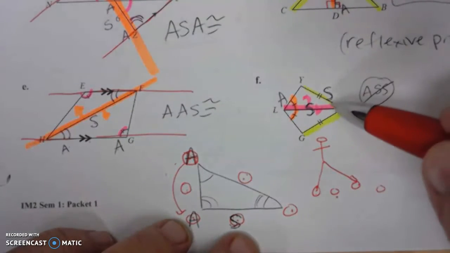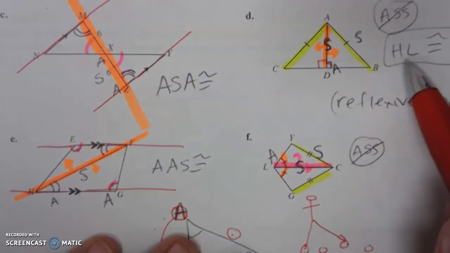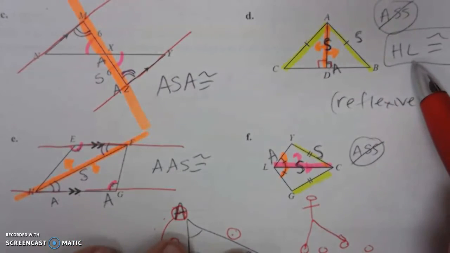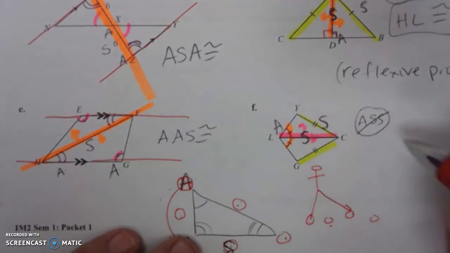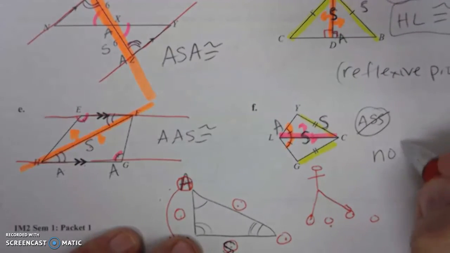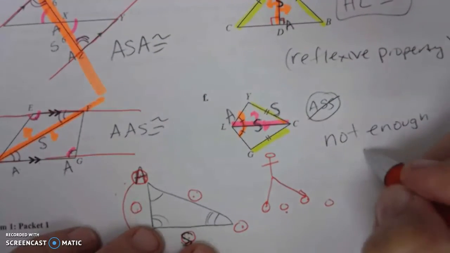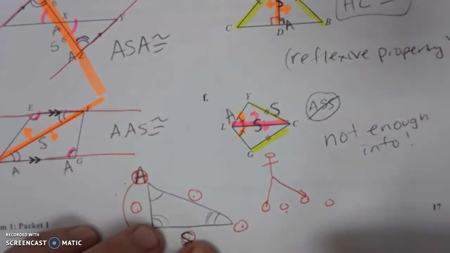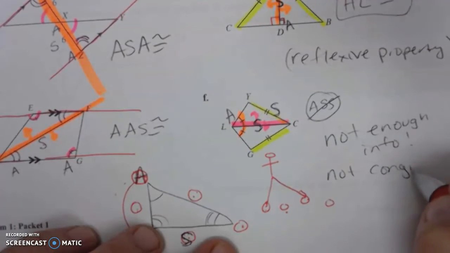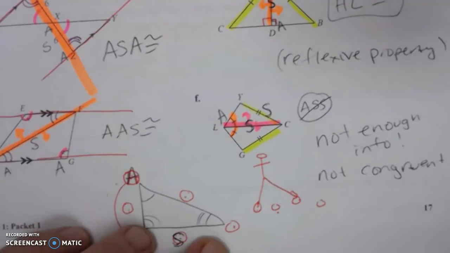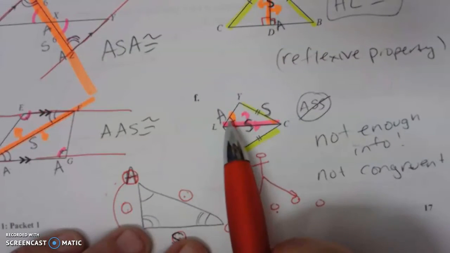Is it like the other one up here where I was able to use the secret way of saying a bad word in math, HL? Well, no, because this is not 90 degrees. So this is not enough information. Not enough info. It's not congruent. I can't prove that it's congruent. So I can't use the bad word. I went around. I can't skip anything.